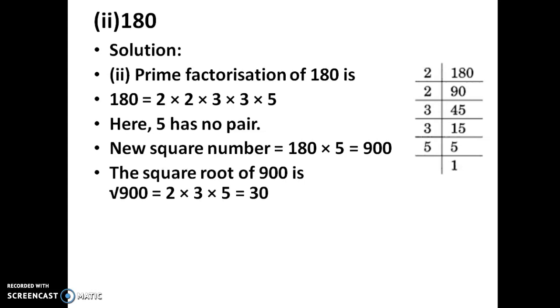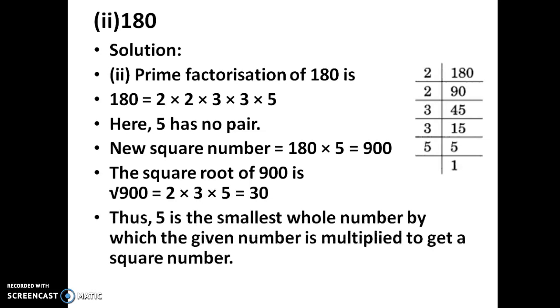By the prime factorization method you can do it. If you do it, you will get 30. Square root of 900 is 30. Thus 5 is the smallest whole number by which the given number is multiplied to get the square number. The next is 1008.